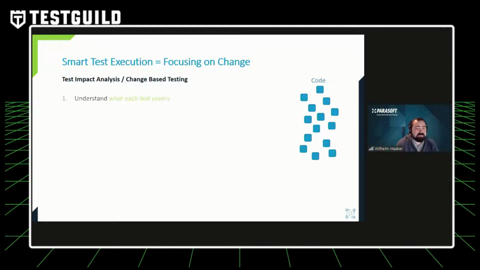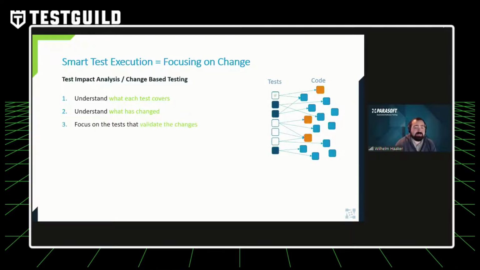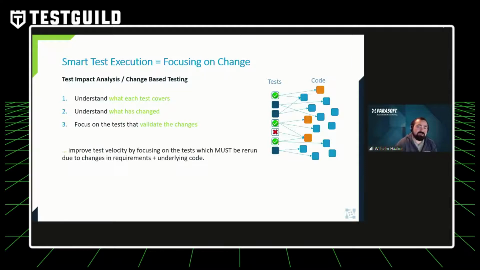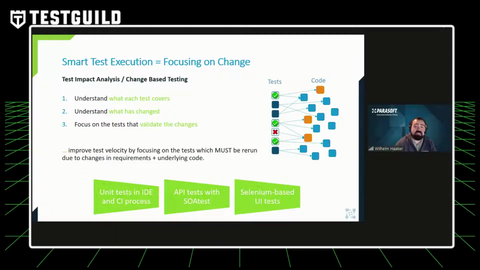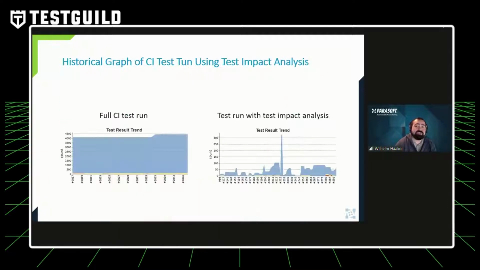And so what this does is it starts by mapping each test case to the code that's being covered. And then when we know what code changed, now we have all the ingredients necessary to say, well, let's optimize our test execution. Let's only run the tests that are affected by the code that changed. You can do this for unit tests, both in the IDE and in the CI process, API tests with SOAtest, and your Selenium-based tests with Parasoft Selenic as well. So across the board, test impact analysis can bring you efficiencies.